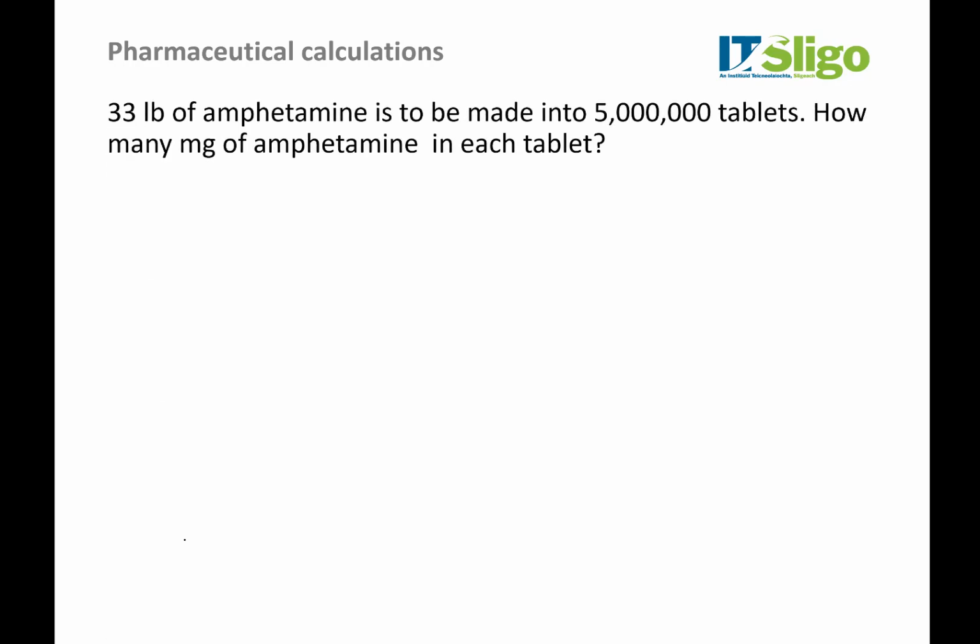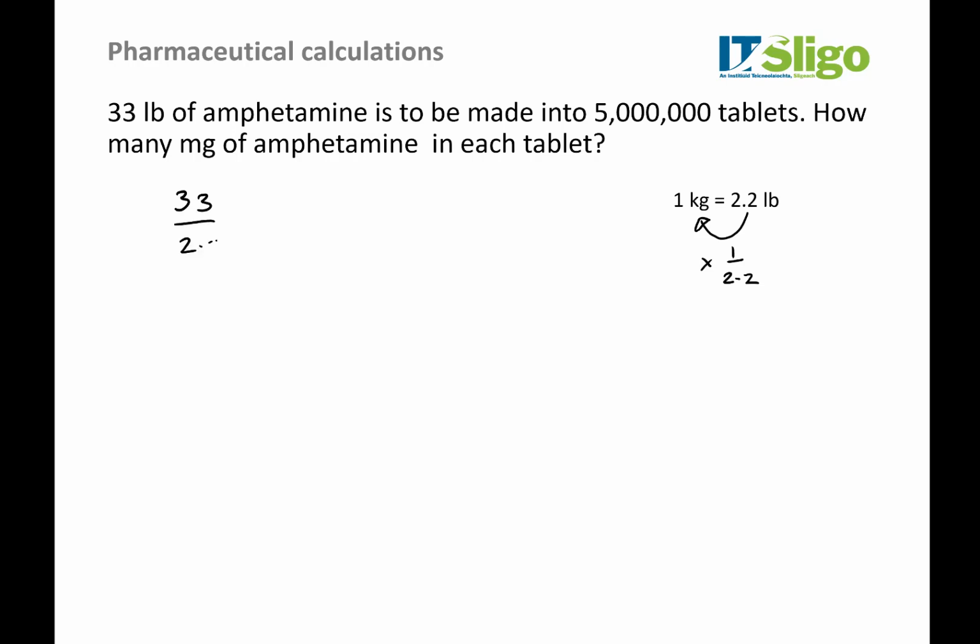Now in this case, guys, we start off with pounds of amphetamine. 33 pounds of amphetamine is to be made into 5 million tablets. How many milligram of amphetamine in each tablet? So we're looking for dosage. But first of all, guys, we're going to have to bring our pounds into kilograms. We're going from pounds into kilograms. We use the reciprocal.